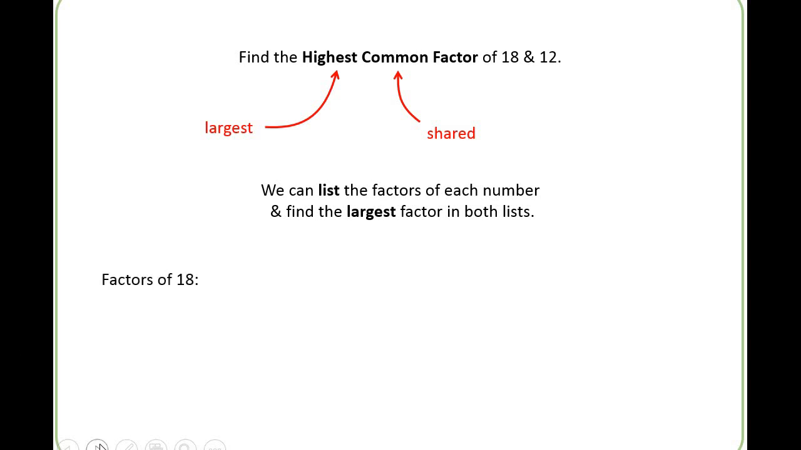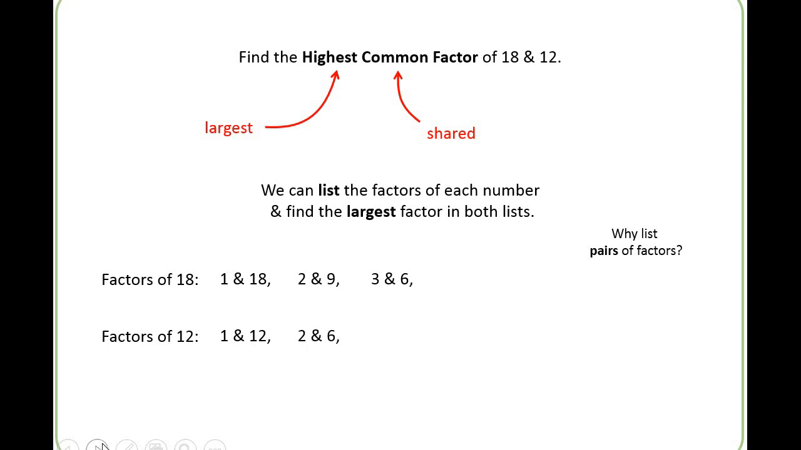So let's look at the factors of 18. We'll do them as pairs because it's easier. So 1 and 18. Why list them as pairs? Because it helps you remember if you've forgotten any. 2 times 9, 3 times 6. That's all the factors of 18. And then 12, you can have 1 times 12, of course, 2 times 6, 3 times 4. Now you're looking for the biggest number that is common to both of those lists. So hopefully you've spotted the biggest number is 6. So the highest common factor of 18 and 12 is 6.